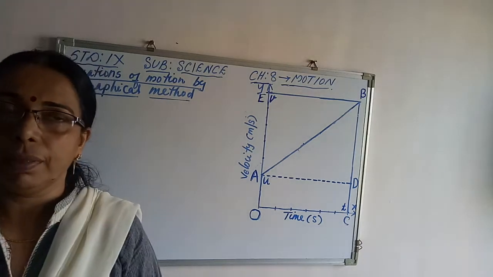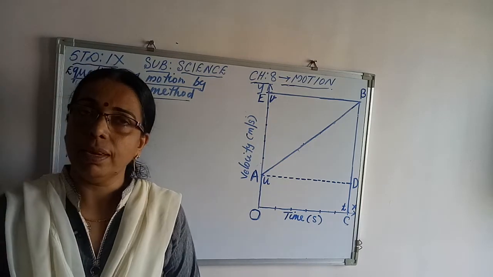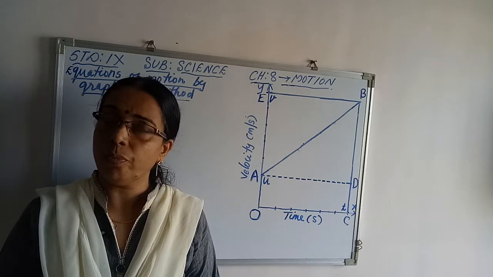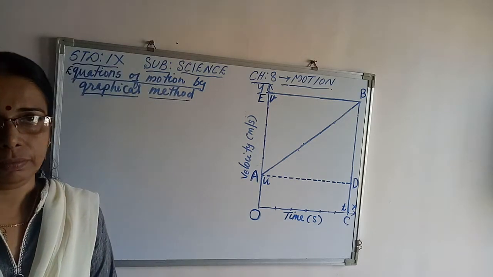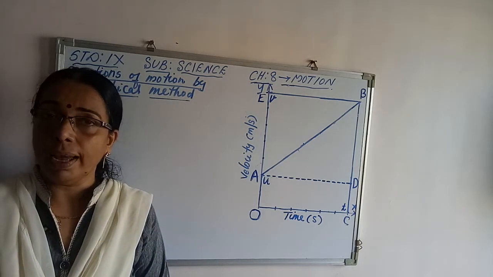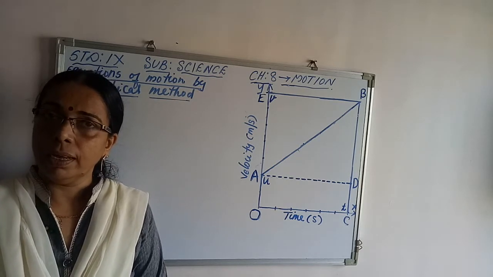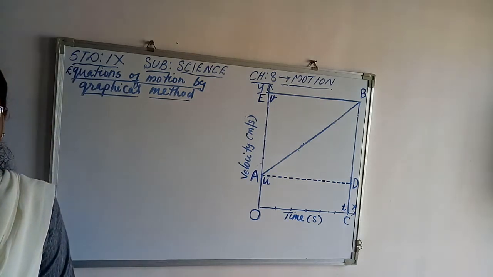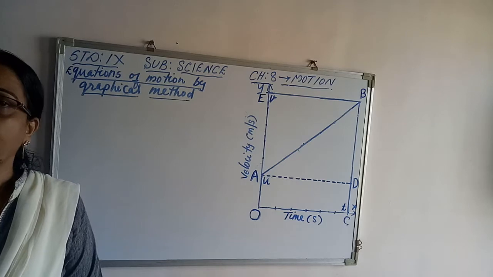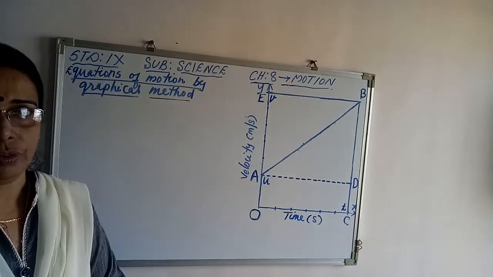Hello students, in the previous video we have learned the graphical representation of motion. Today we are going to derive the equations of motion by graphical method. When an object moves along a straight line with uniform acceleration, it is possible to relate its velocity, acceleration during motion and the distance travelled in a certain time interval with the help of certain equations which are called the equations of motion.